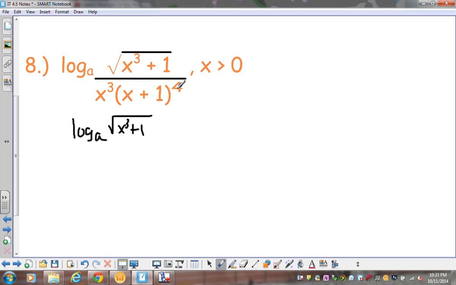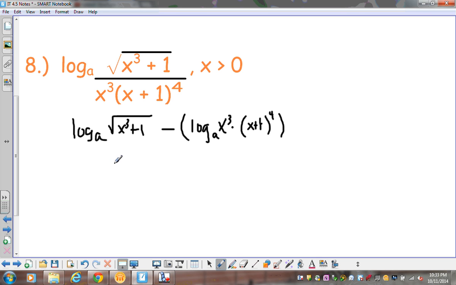Remember, with division comes subtraction. So I've got log base a of x cubed times x plus 1 to the 4th. So it's log base a of x cubed plus 1 minus that right there.